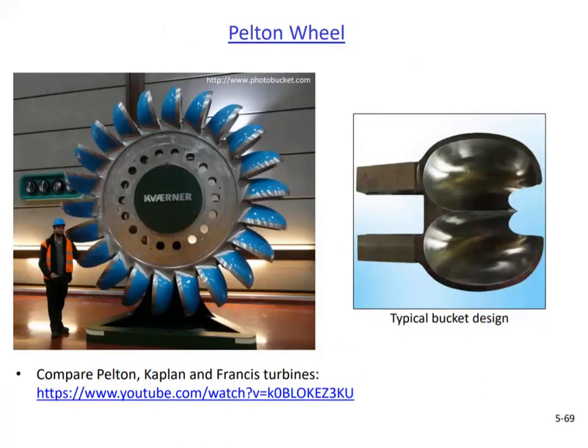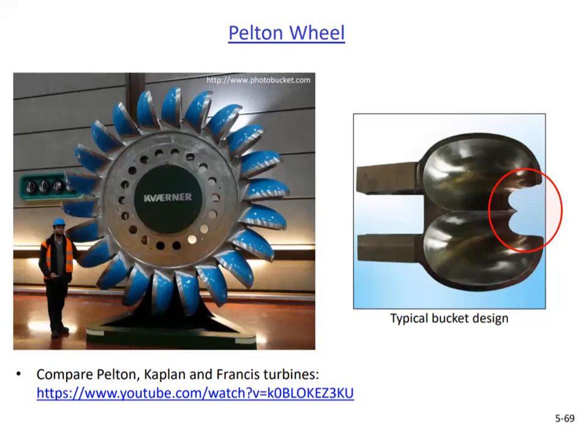Here is what a Pelton wheel looks like. Several buckets are attached to a rotating wheel. Buckets have special designs. They split the incoming water jet into two and turn it backwards. This transfers the momentum of the incoming jet to the rotating wheel.